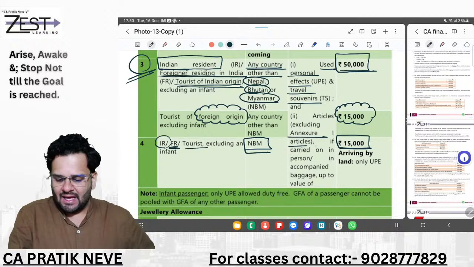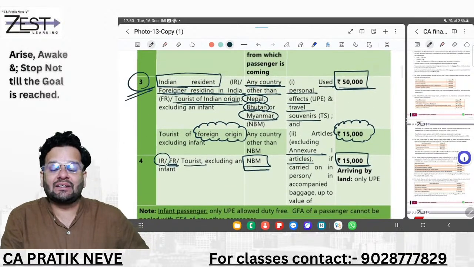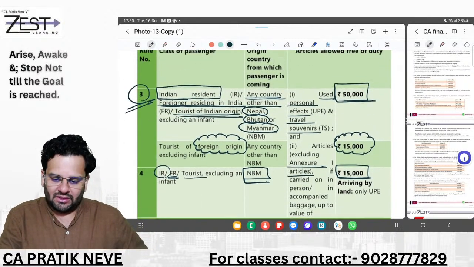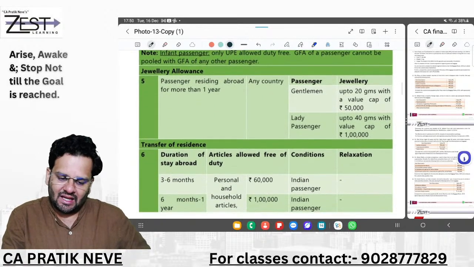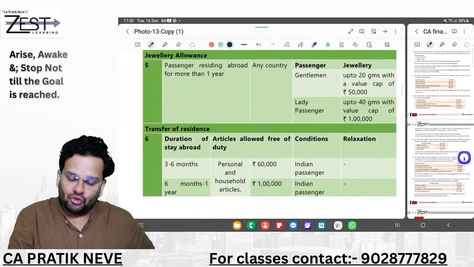So in short, Annexure 1 is the negative list. On this Annexure 1, you are not allowed any general free allowance. We will see that in the sums to come.